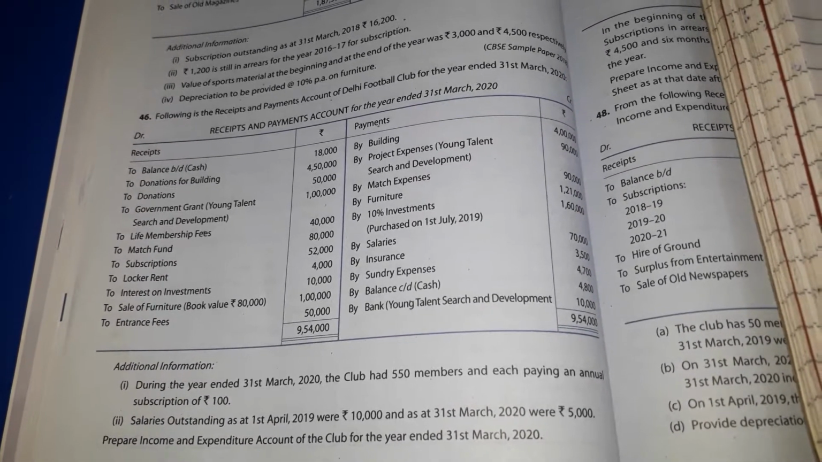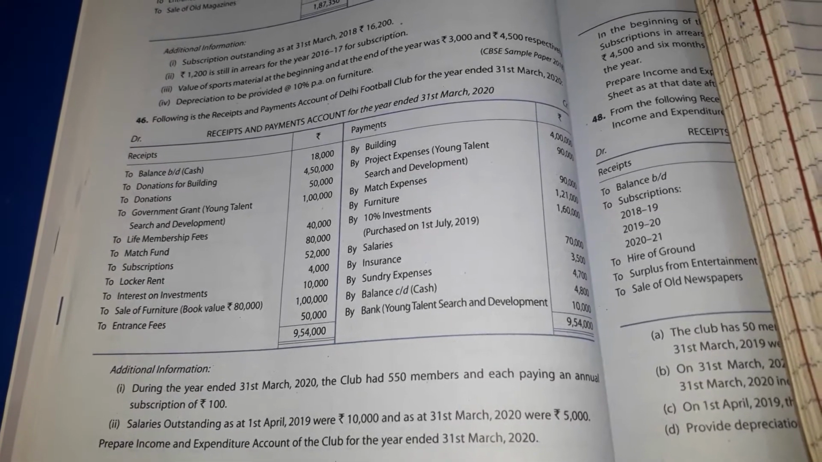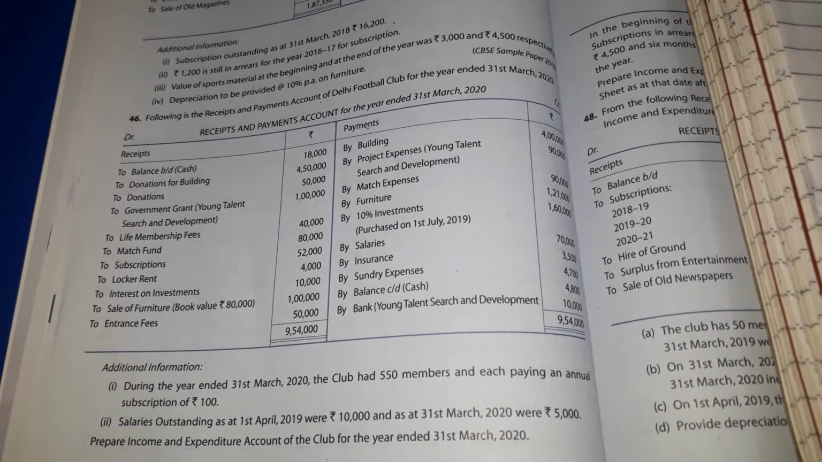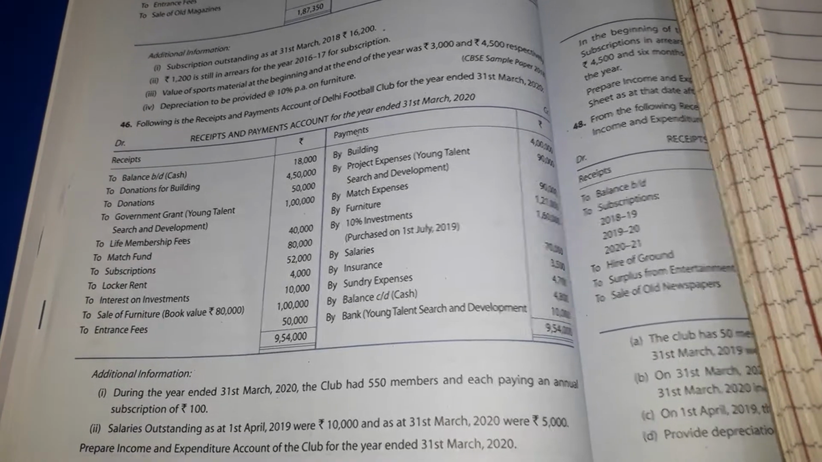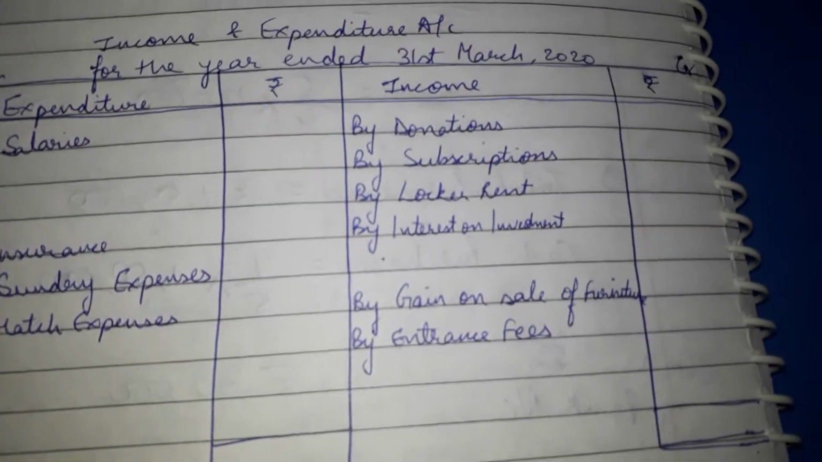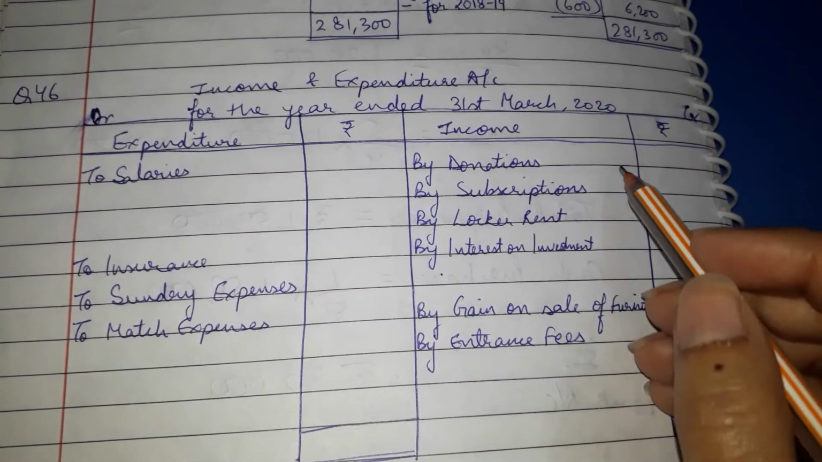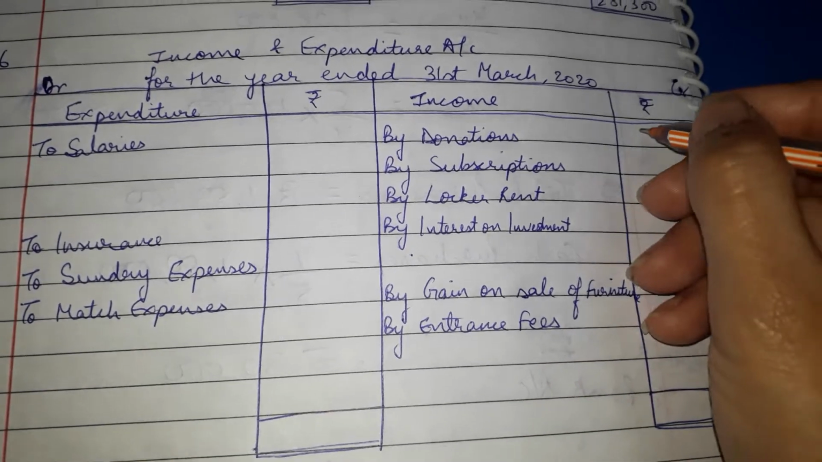Let's go to the next item, that is donations. Donations are mentioned to be 50,000, and these are general donations because no purpose is mentioned here. Thus, it will be shown in the income and expenditure account. The format looks like this. Now, by donations, 50,000 we will mention.